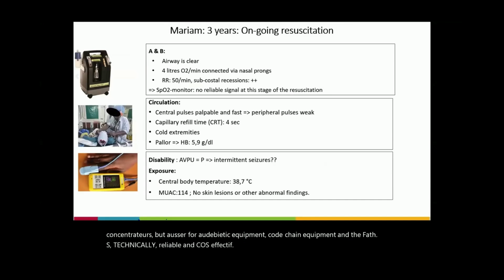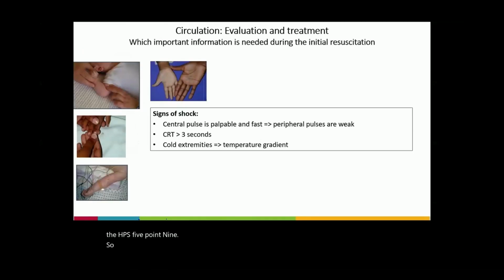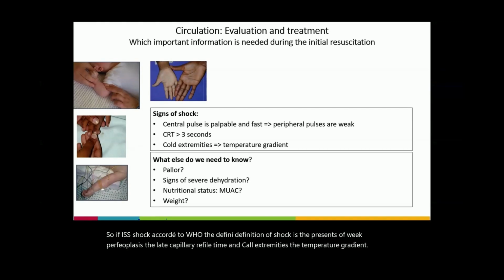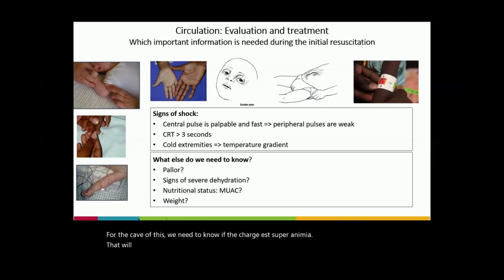The respiratory system of our child is stabilized, but she has signs of shock and she looks pale. The Hb is 5.9. If we assess shock according to WHO, the definition of shock is the presence of weak peripheral pulses, delayed capillary refill time, and cold extremities, a temperature gradient. For the care of this child, we need to know if the child has severe anemia, if the child has severe dehydration, and if she is severely malnourished. That will determine our fluid management.